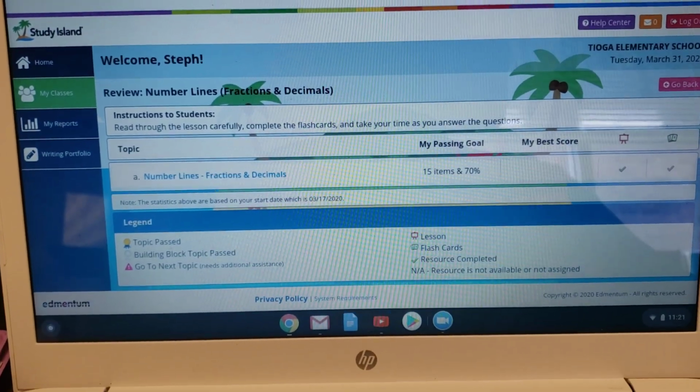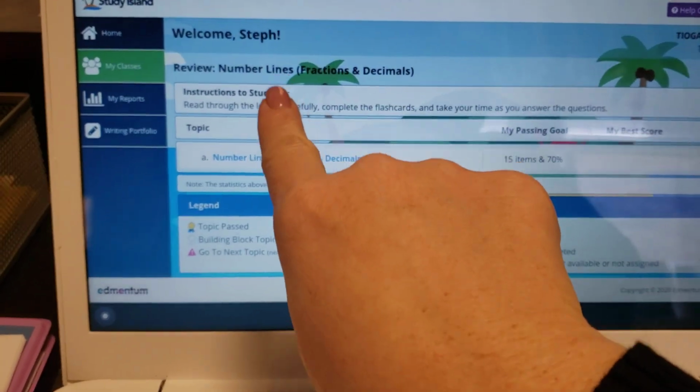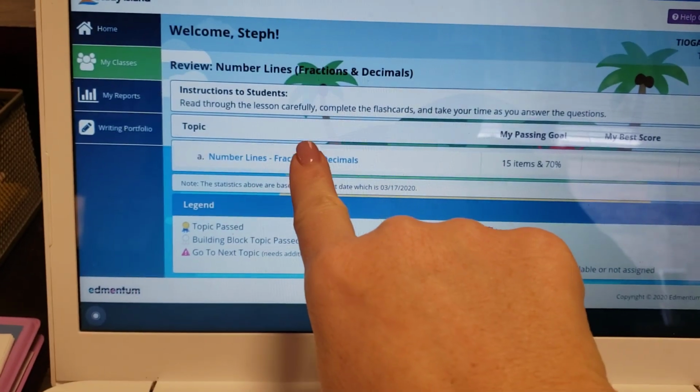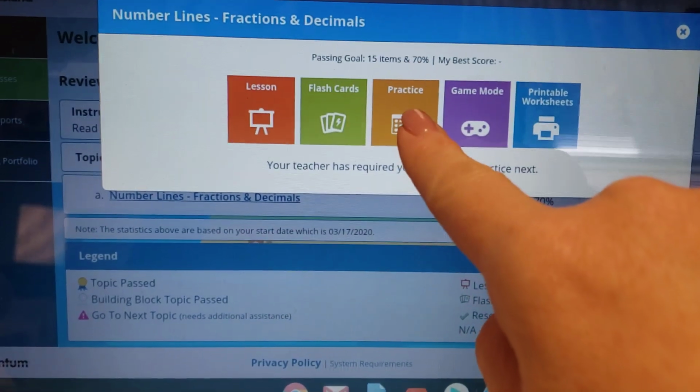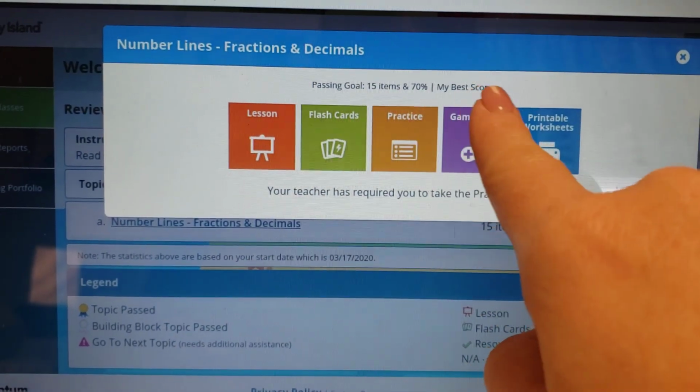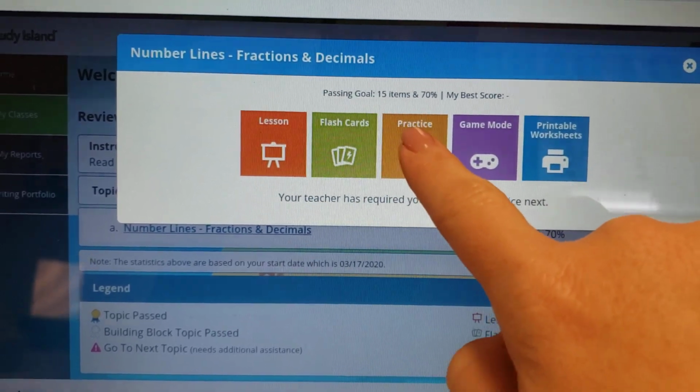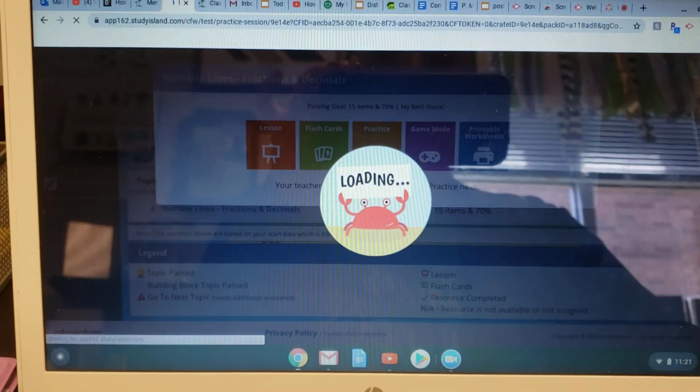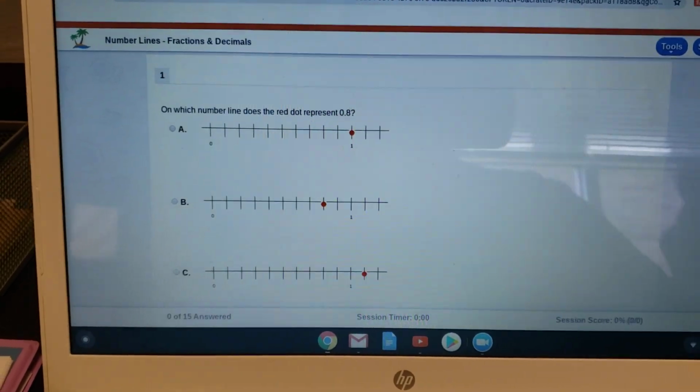So here I am back at that main screen again that tells me about my assignment. I have to click it one more time. Now check it out. I can do the practice, which is where my questions are. And then after I complete that, I can do the game mode. So here's my practice section. This is where I'm going to be answering the questions.